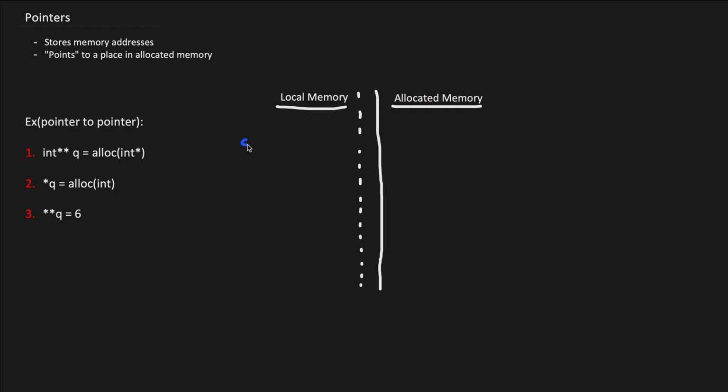So this will essentially say the variable q is this box, and it'll point to another box in allocated memory. And q is an int star star in this case. So like this, but this box now holds an int star.